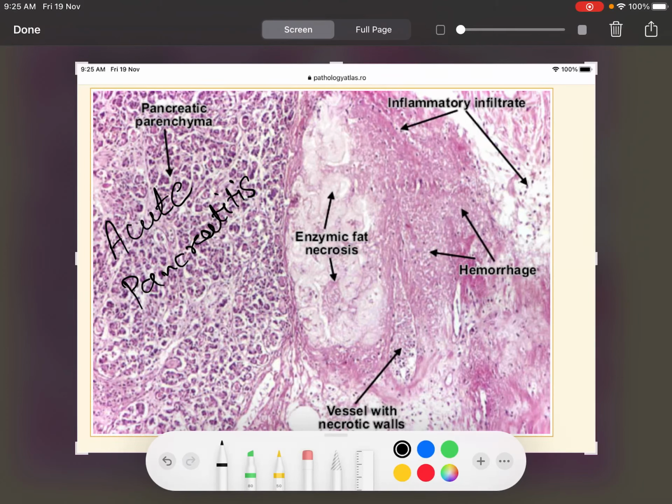In this slide, I will talk about acute pancreatitis. This is a pathology slide that can be asked during exams. So, this is the normal parenchyma, and this is the destroyed parenchyma. This whole part is the destroyed parenchyma.